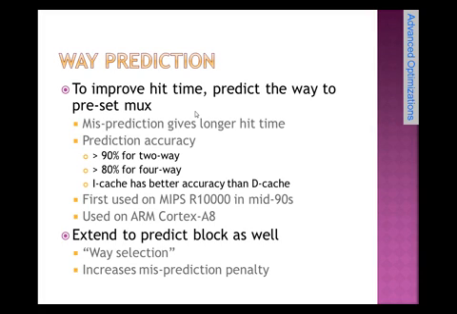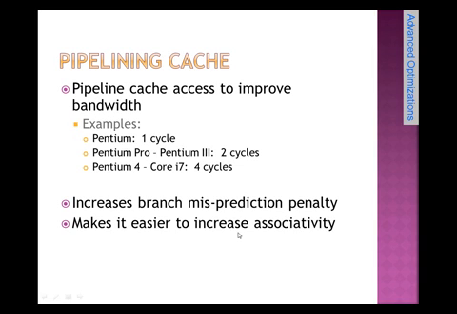This says to improve the hit time, predict the way to pre-set the multiplexer, that is your MUX. This says misprediction gives a longer hit time. The prediction accuracy is 90% for two-way, or 80% for four-way. I-caches have better accuracy than the D-cache. This was first used on the MIPS, and is used on the ARM. This is extended to predict the block as well.